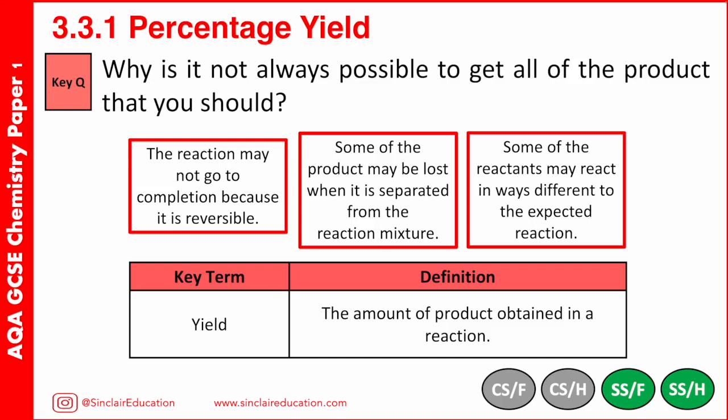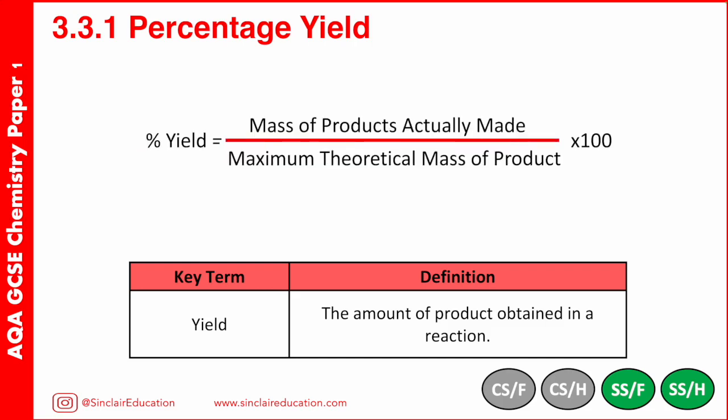Now, to find percentage yield, this is the mass of what you actually made divided by your maximum theoretical mass. So how much, according to the number of moles you had, you should have made. And we then times this value by 100. So it's the little number, how much you made, divided by the number that will always be bigger, how much you should have made, times by 100.